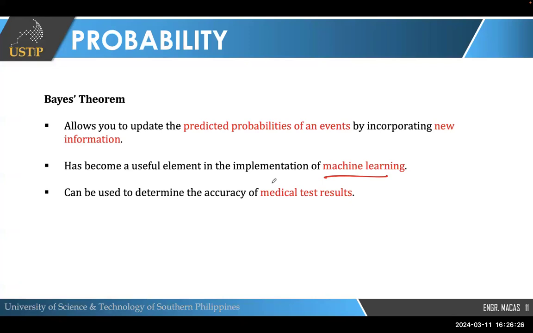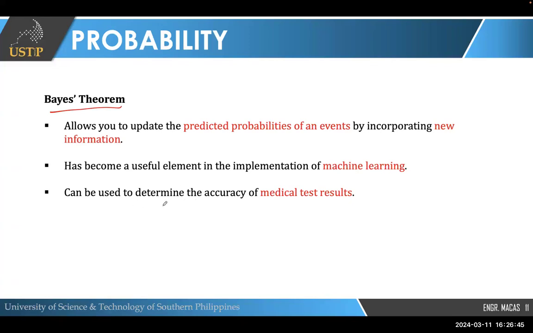So you always incorporate new information. So it can also predict the probabilities based on the information that you gave. Okay? Another application of Bayes theorem, I will not give an example now, but you will really use this in your thesis.